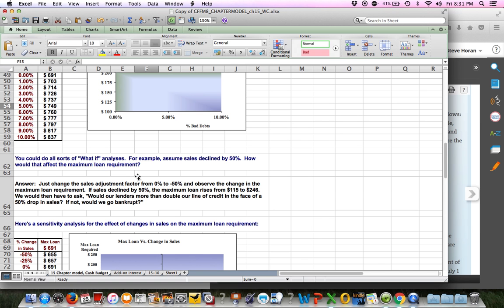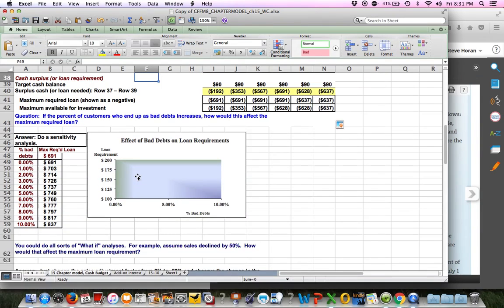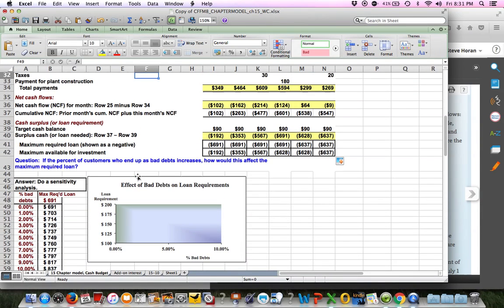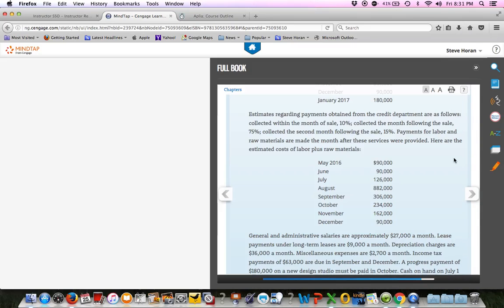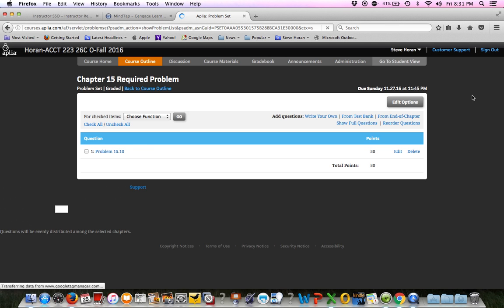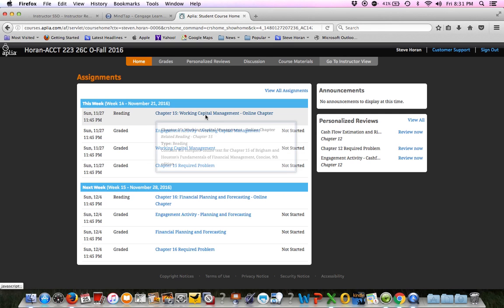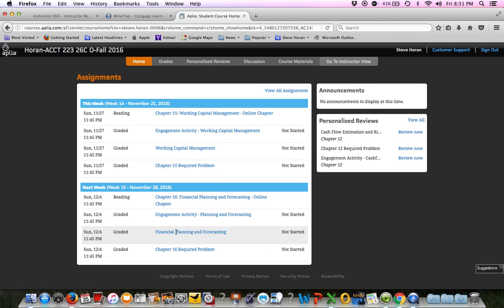Just know that you can use this Excel as a framework to start and build something that looks like the answer sheet in Aplia. So if I go back to Aplia, I got our problem down here. Let me go to this one, and let me look at this from the student view. Make sure I do it that way. So this is what you guys will see. And then we click on that right here.